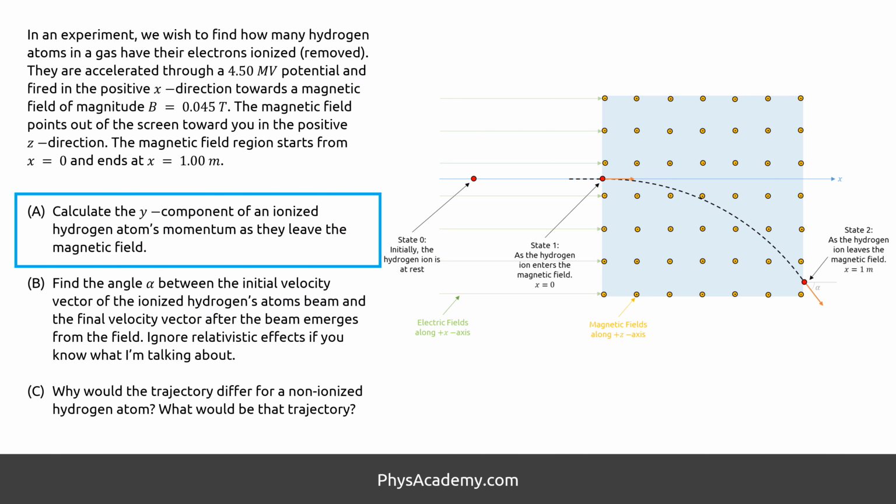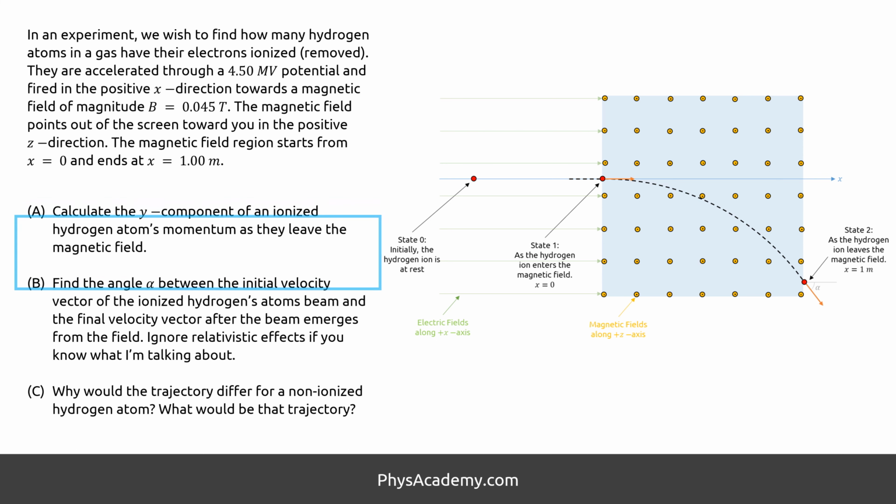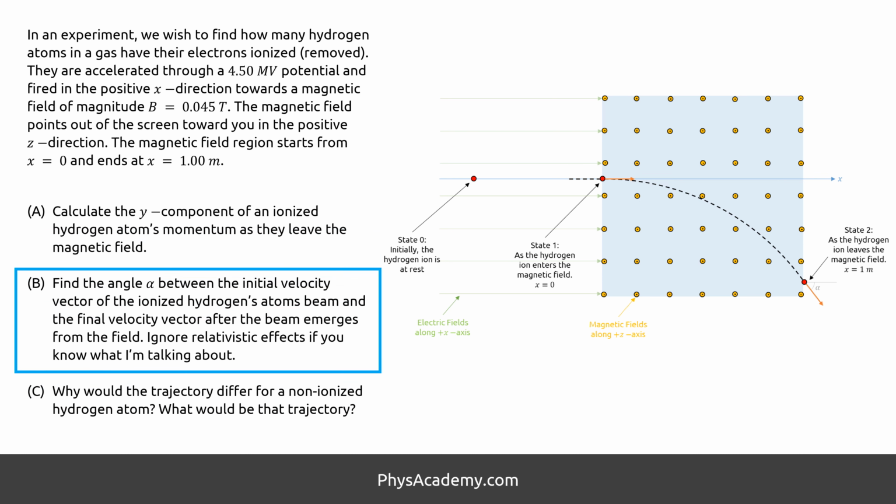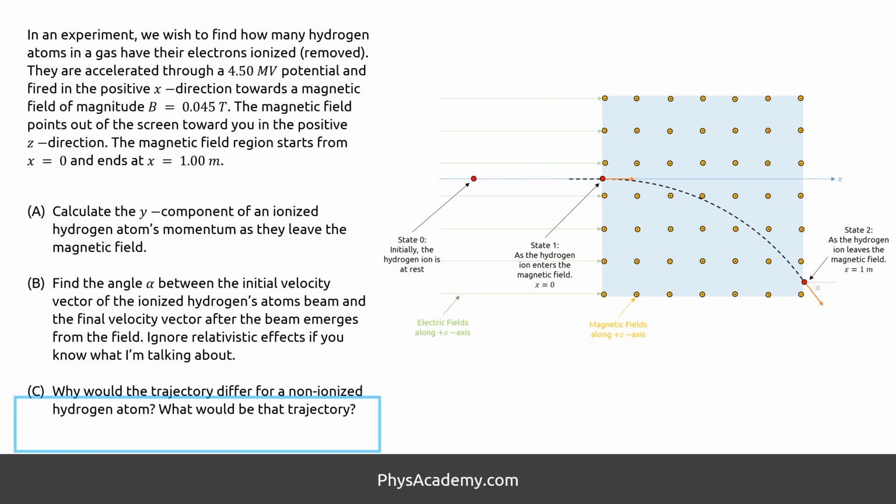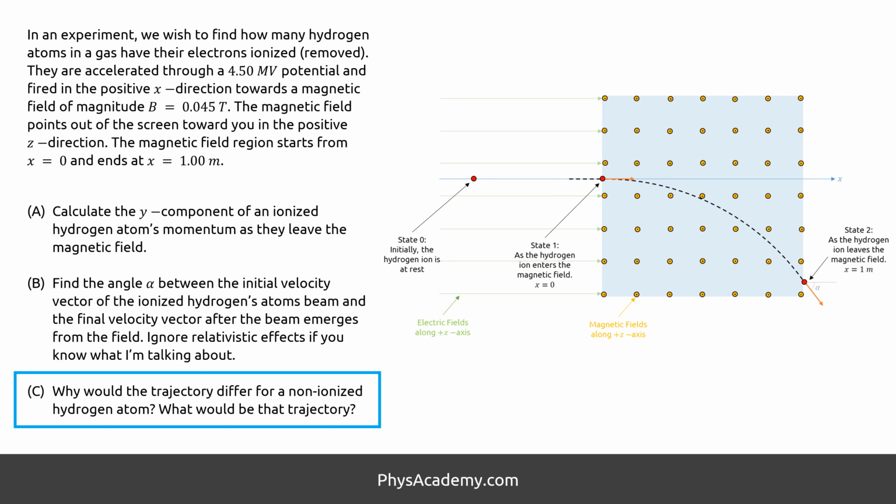Part A. Calculate the y component of an ionized hydrogen atom's momentum as they leave the magnetic field. Part B. Find the angle, alpha, between the initial velocity vector of the ionized hydrogen atom's beam and the final velocity vector after the beam emerges from the field. Ignore relativistic effects if you know what I'm talking about. Part C. Why would the trajectory differ for a non-ionized hydrogen atom? What would be that trajectory?